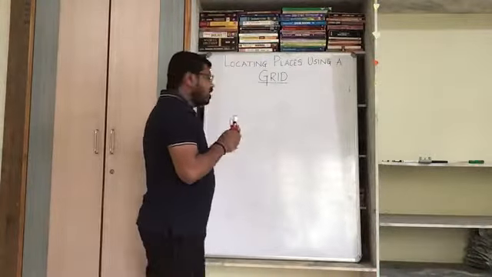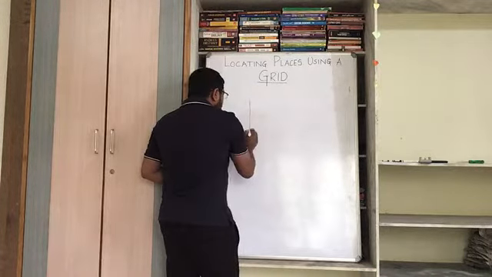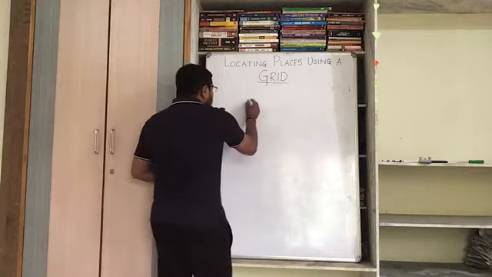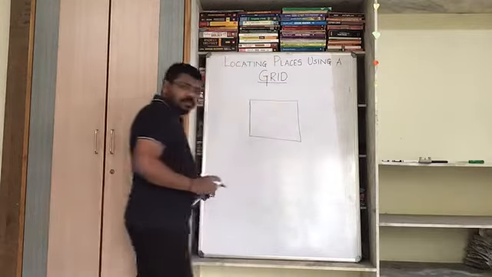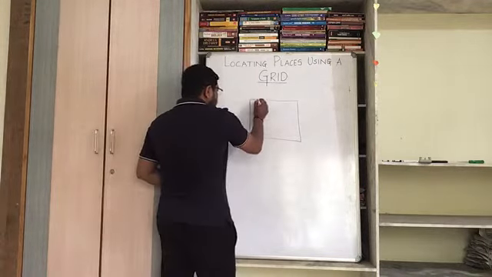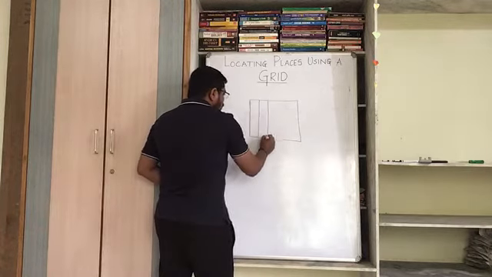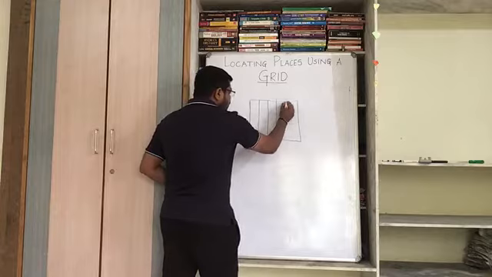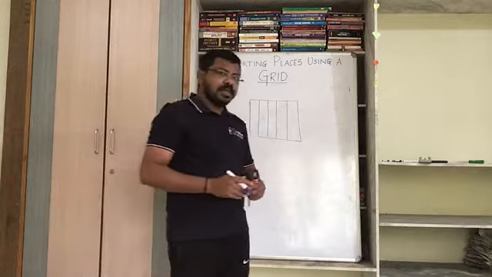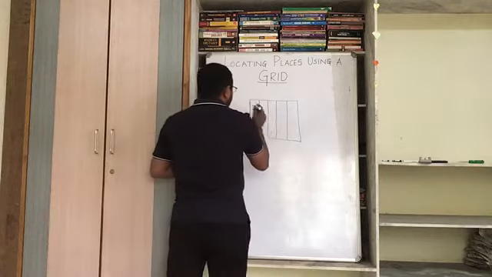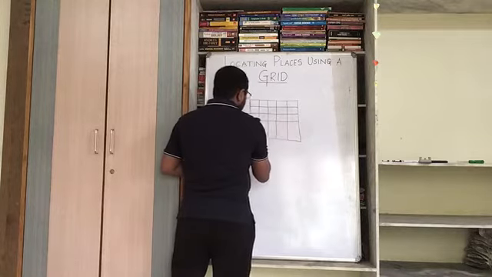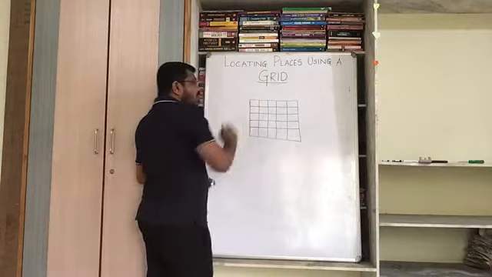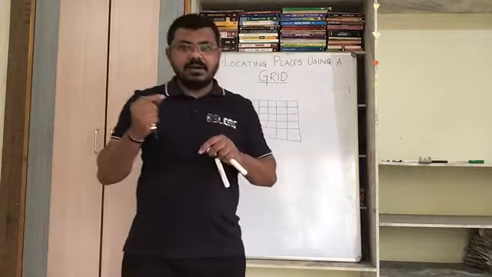Now what is a grid? A grid is a square type arrangement in which there are lines which are equally distributed, or you can say equally spaced, and then there are lines which run from east to west. In simple terms, we call each and every square a grid.